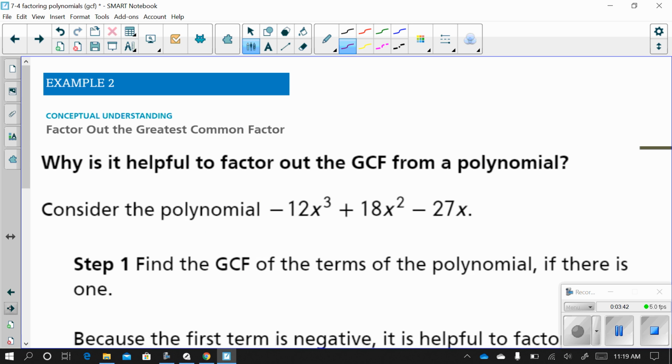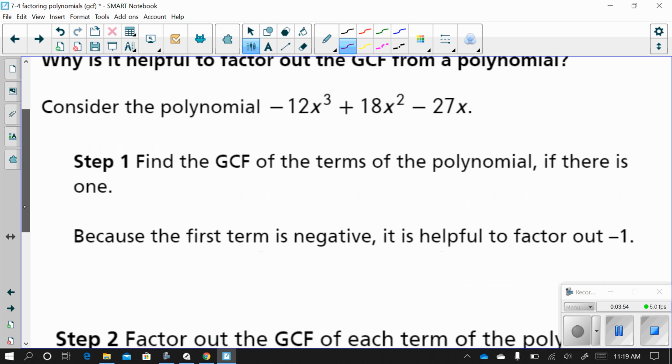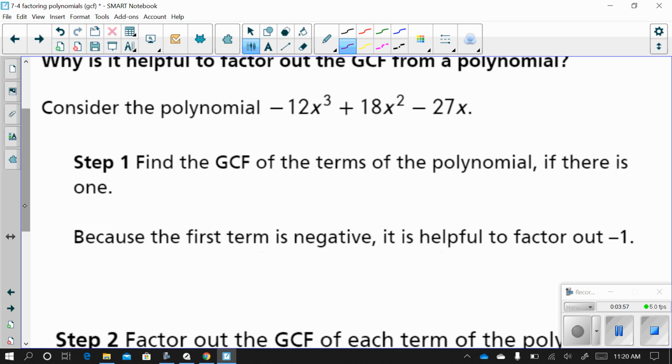So why is this helpful? Well, let's consider the polynomial negative 12x cubed plus 18x squared minus 27x. Let's find the GCF. Notice here the first term's negative. When our first term's negative, we like to pull the negative out. I don't know about you guys, but we like to work with positive numbers. So I know I'm going to pull a negative whatever out.